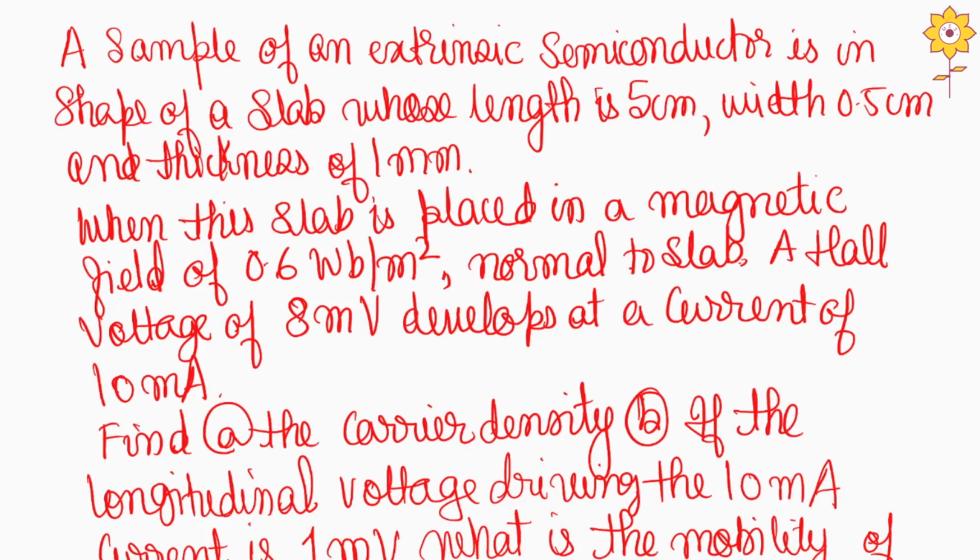Today we'll be solving a numerical problem that involves the Hall effect concept. Here is the problem. A sample of an extrinsic semiconductor is in the shape of a slab whose length is 5 centimeter, width 0.5 centimeter and thickness of 1 millimeter. When this slab is placed in a magnetic field of 0.6 Webers per meter square, normal to the slab, a Hall voltage of 8 millivolts develops at a current of 10 milliamp.